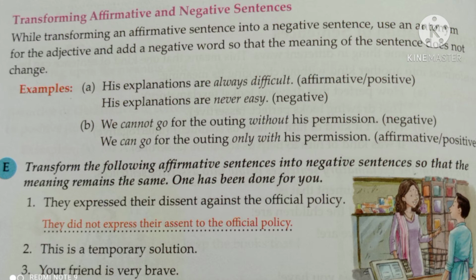Okay, so the first sentence that was affirmative, positive, we changed into negative using "never." That is the antonym of "always": difficult, never, easy. "We cannot go for the outing without his permission." There also we used antonyms. "We can't go," so "we can go." "Without," and we used "only with." So I hope you have understood it very well. So please do the exercise and increase your knowledge.